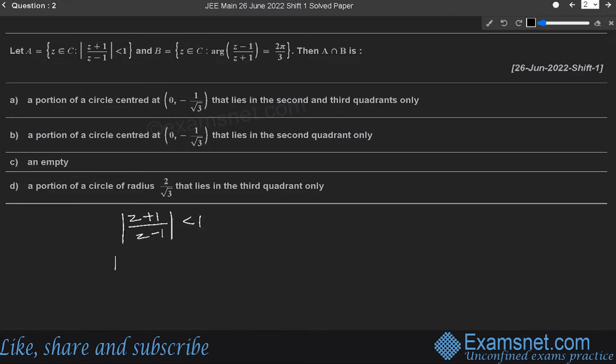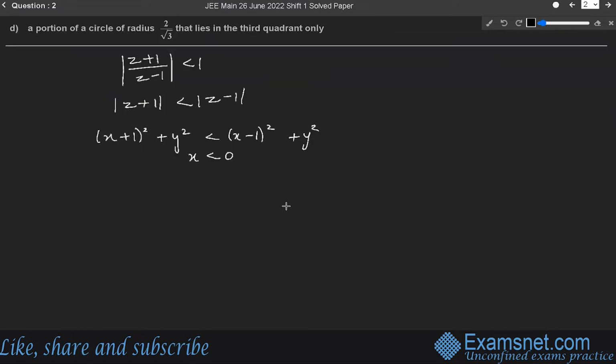This can also be written as mod of Z plus 1 is less than mod of Z minus 1, or we can say that (x plus 1) whole square plus y square is less than (x minus 1) whole square plus y square. It implies that x is less than 0. Now, it will form a figure somewhat like this. Consider this as a circle. Let this be the imaginary part. And there will be a triangle formed in this way, and this will be the angle which is 2 pi by 3.